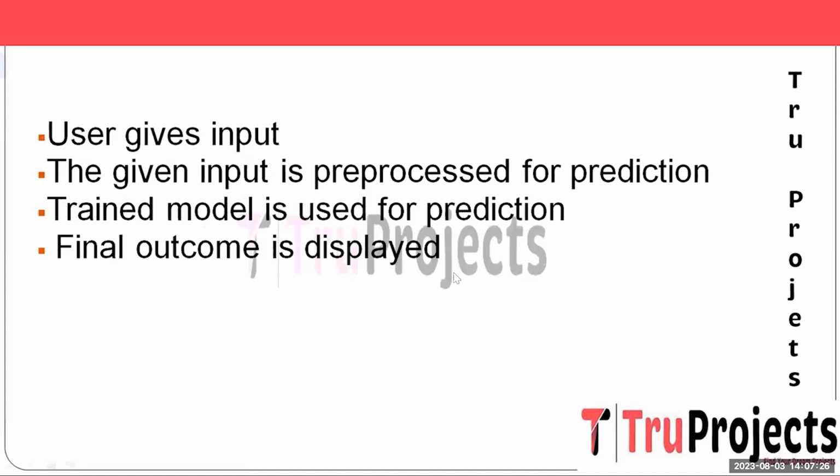And the last one is the final outcome is displayed. The prediction outcome is displayed to the user through the Flask interface. This output includes information about the likelihood of the input being a phishing website, helping the user to make an informed decision about the website's authenticity.